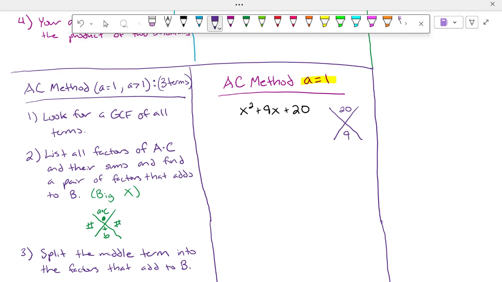Now, you can list the list of factors if you want. You don't necessarily have to, because you guys should be fairly decent at this by now. But I'm going to skip the list. Again, you can add it if you want to, but you don't have to. So factors of 20 that add to 9 are 4 and 5. So I want to use that to break apart my 9x. So then I have x squared plus 4x plus 5x plus 20.